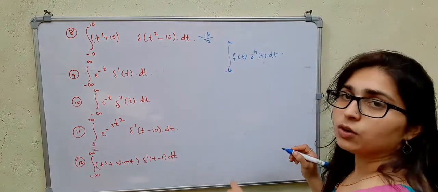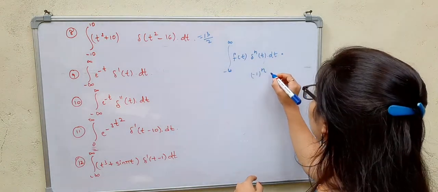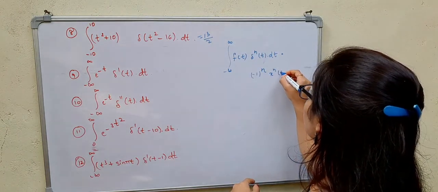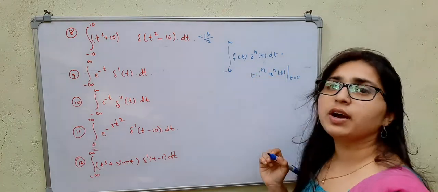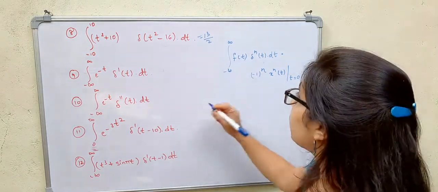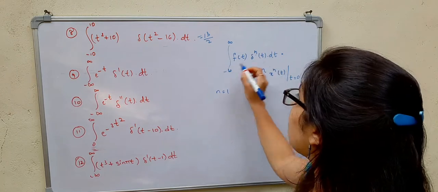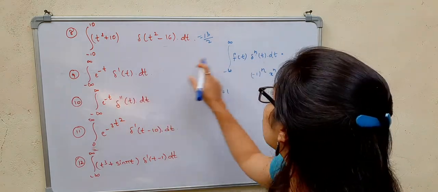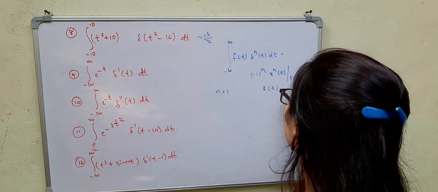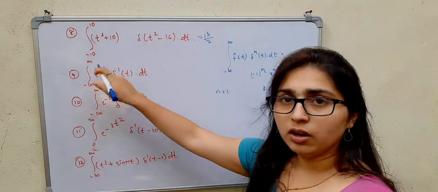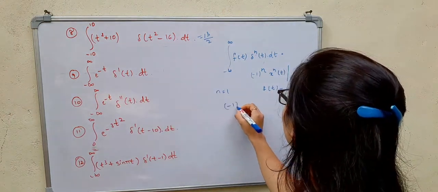In this case, your answer will be minus 1 to the power of n, then you have x to the power nt, that is at t is equal to 0, because delta t is defined at t is equal to 0. So here also I'll consider the same thing. Here n is equal to 1. See, compare the formula here. n is equal to 1. Then f of t will be equal to e to the power of minus t. 0 will be in your limit. So it exists. So minus 1 to the power 1.